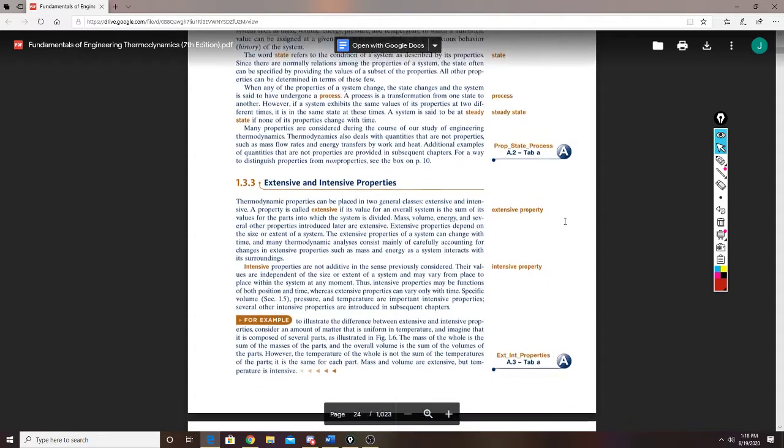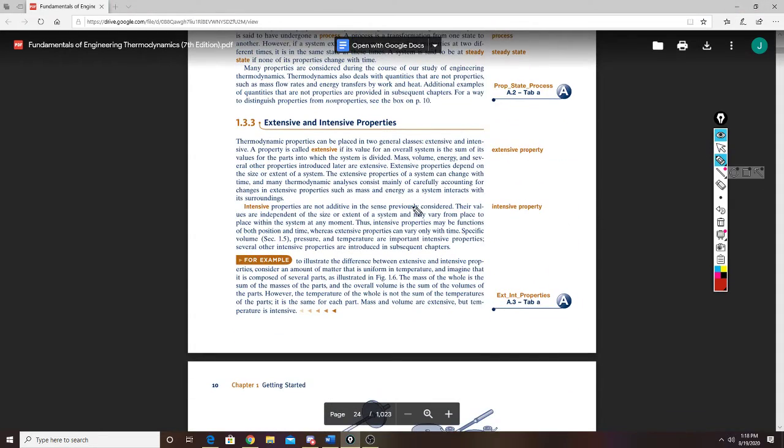All right, and then earlier we had properties here, right? Now we have two different types of properties. So we have properties, and then we have extensive, and then we have intensive, right? So extensive and intensive properties.